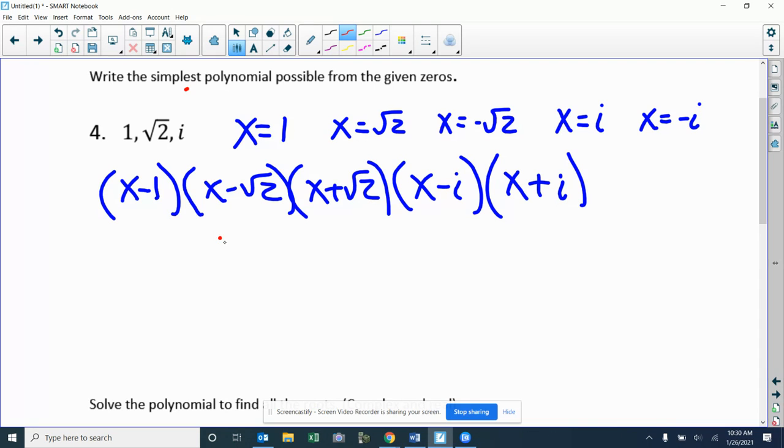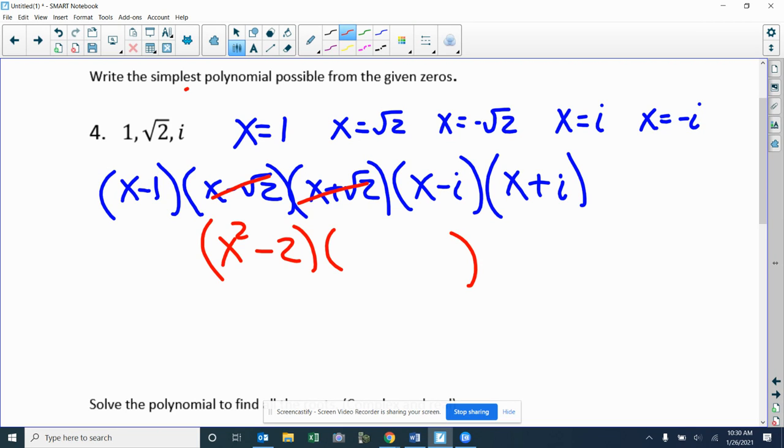X times x will be x squared. That's going to give me positive x squared. That's going to give me negative x squared. So those are going to eliminate. So I'm going to end up with negative times positive, so it's going to be negative square root of 4, which is negative 2. So those are done. The middle term is eliminated. Remember, these terms will eliminate.